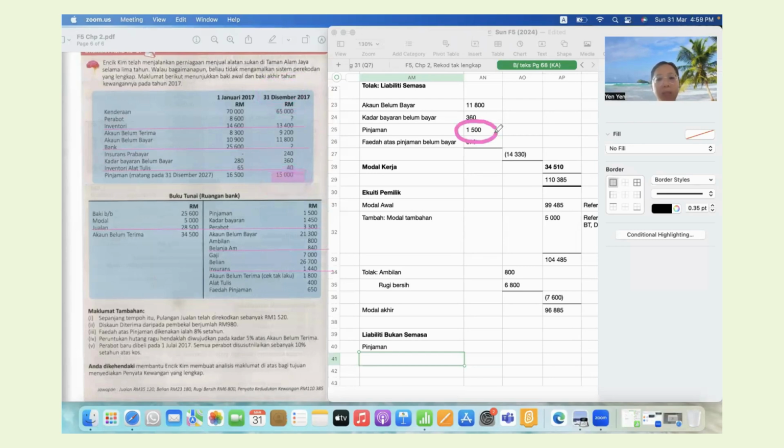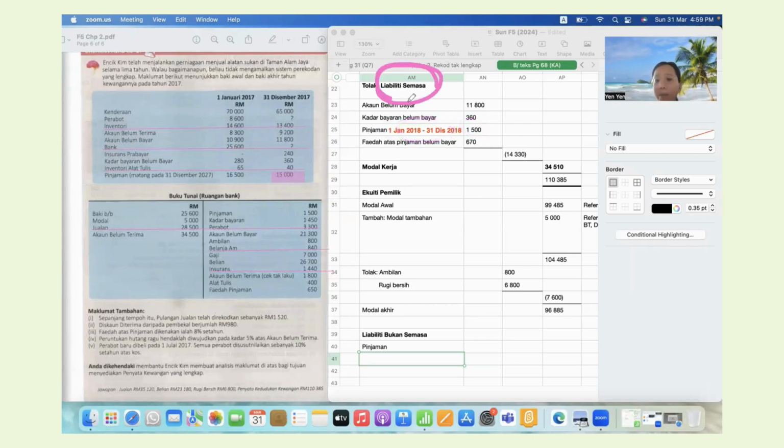After that, you promise the bank that every year you will settle the principal loan. You will pay the principal loan 1,500. Understand? So this 1,500 means you promise every year, which means you will pay this 1,500 between 1st January 2018 and 31st December 2018. You see, this is within 12 months. For debts within 12 months, you must settle them within 12 months.